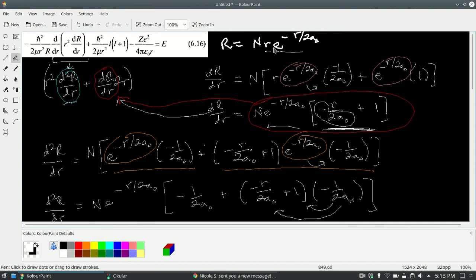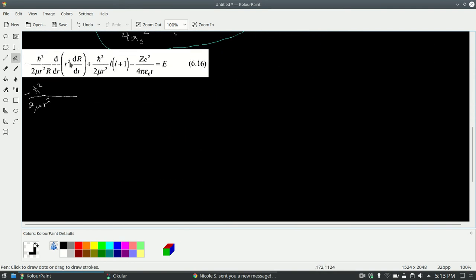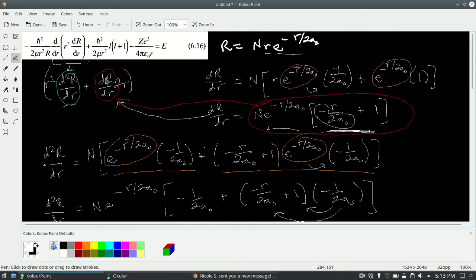Okay, so the n and the exponential stuff, that goes in for the R there. And then now I do my derivative stuff, right? So the derivative stuff is all that you see here. R squared times the blue stuff plus 2R times the red stuff.